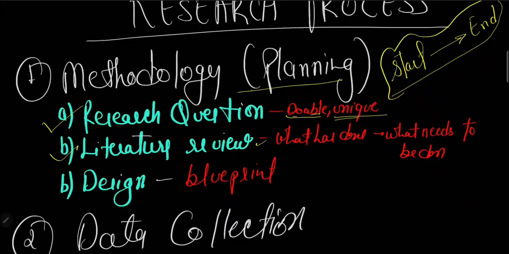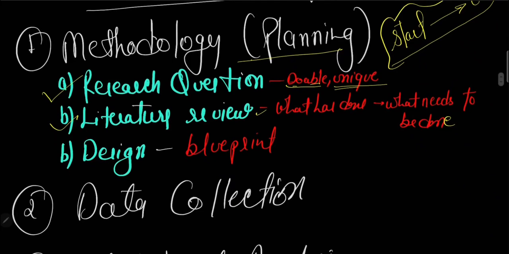Second, literature review. Why do we do that? Because we need to know what has previously been done already, what researchers have done and what needs to be done. By literature review we can know that. Third is design. It's like preparing a blueprint: how many groups we will take, how many samples, the sample size, everything we need to design, making a blueprint to work on.